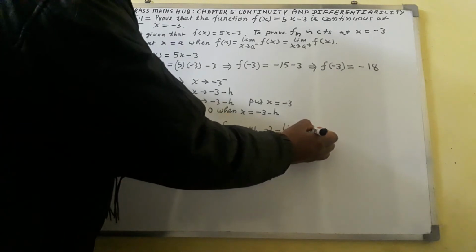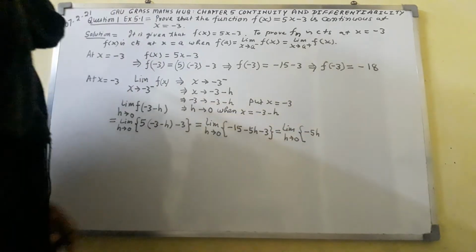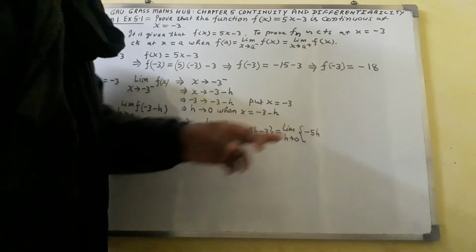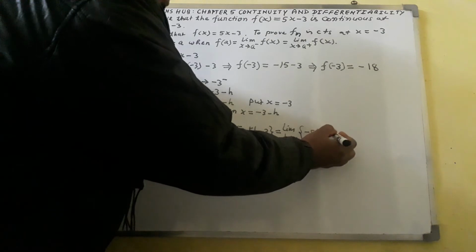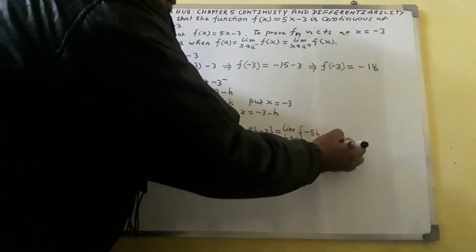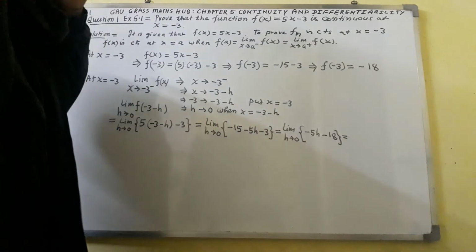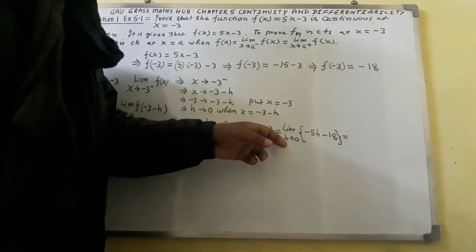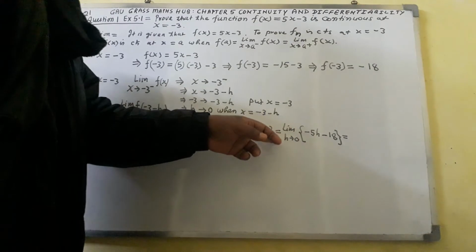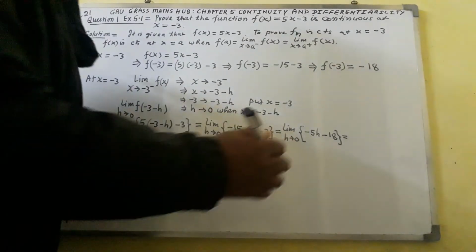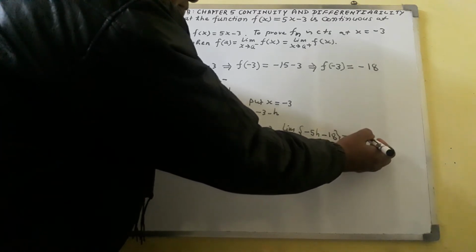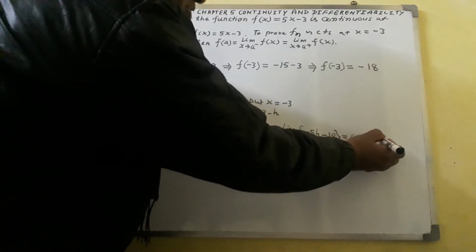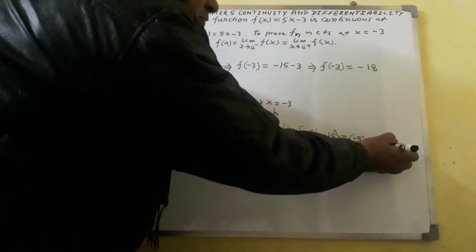Minus 5h. Minus 5h I have written here. Minus 15 minus 3 comes out to here minus 18, equal to... Put the value of h equal to 0 here. Lim h tends 0 will be removed. So here it will become minus 5 multiplied to 0 minus 18, comes out to here minus 18.